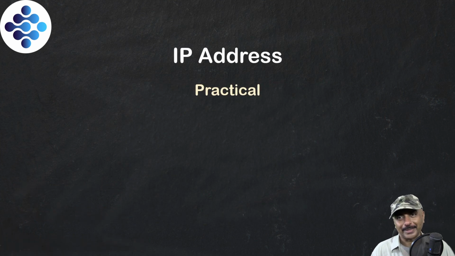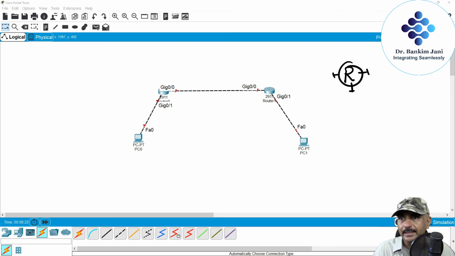Let's move on to practical. Let's say in this case this is gig 0/0 and this is gig 0/1. These are the two ports. Now both the ports should be in separate subnets. So let's take one example of say 172.16.0.0, and we want say three subnets.